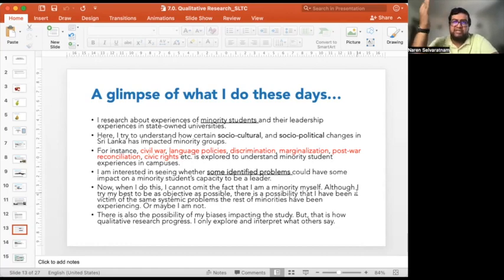So through literature, I have found a lot of problems, but I'm exploring the existence of those problems and also additional issues as well, for me to have a better understanding about what the minority student is going through in Sri Lanka. Now when I do this, I cannot omit the fact that I am a minority person as well. Now here's what is interesting. It's a subjective research. Qualitative research is subjective. When it is subjective, if you also belong to the same group, it's very difficult to do this in an objective way.